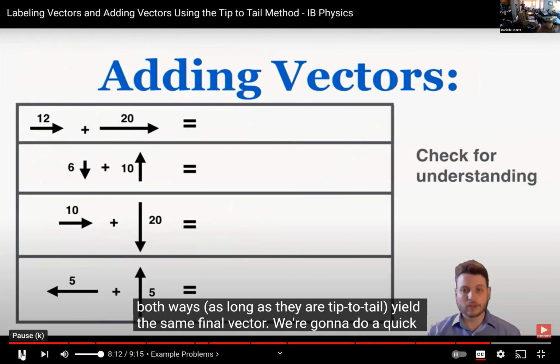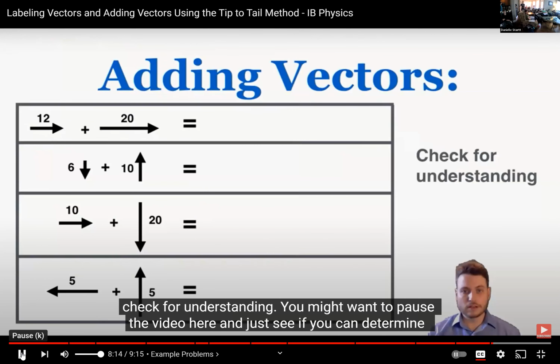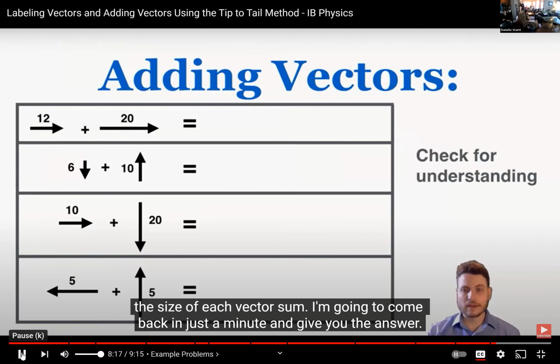We're going to do a quick check for understanding. You might want to pause the video here and just see if you can determine the size of each vector sum. I'm going to come back in just a minute and give you the answer.